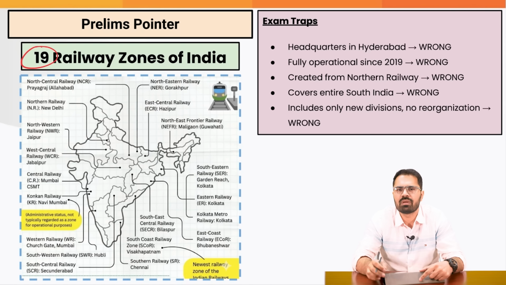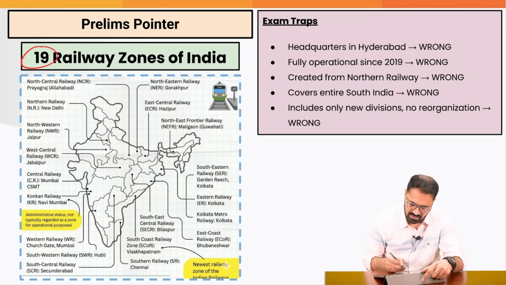Now what more you have to remember here: there are 19 different railway zones in India. It is tough to remember each and every one of them, but UPSC can ask these railway zones and their headquarters. So at least you should make sure that you remember the headquarters and zones close to your own areas. This is the newest railway zone of Indian Railways, the South Coast Railway, with the headquarter in Visakhapatnam.